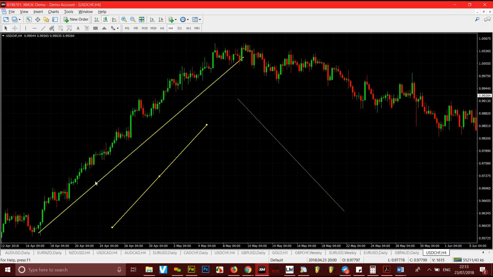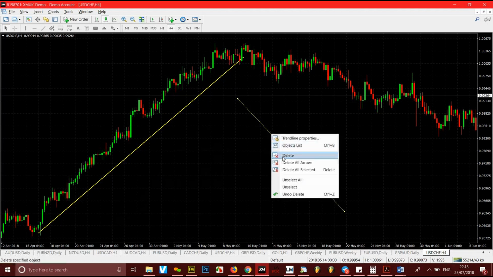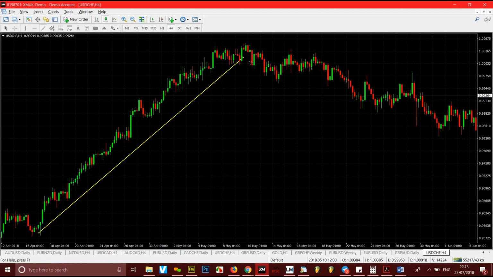That's an impulse leg. Now, when you see that, the next thing you want to see again is something like this. That's the next thing you want to look for, which is a pullback, a retracement, whatever you want to call it.